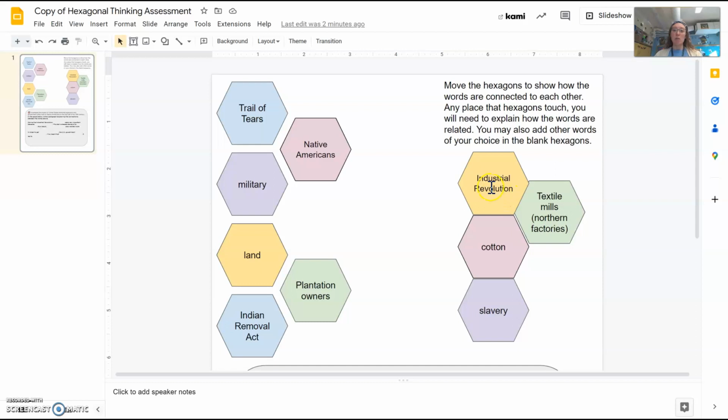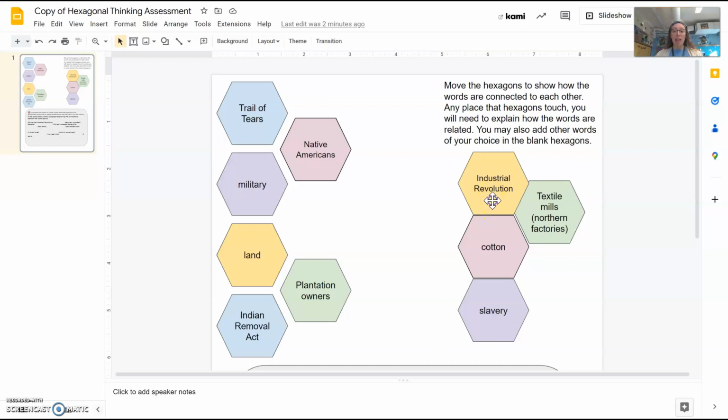So I know the Industrial Revolution and textile mills connect. I can explain that connection. The textile mills were also connected to cotton. And so the Industrial Revolution was connected to cotton because it relied on cotton. I have to be able to make that connection.